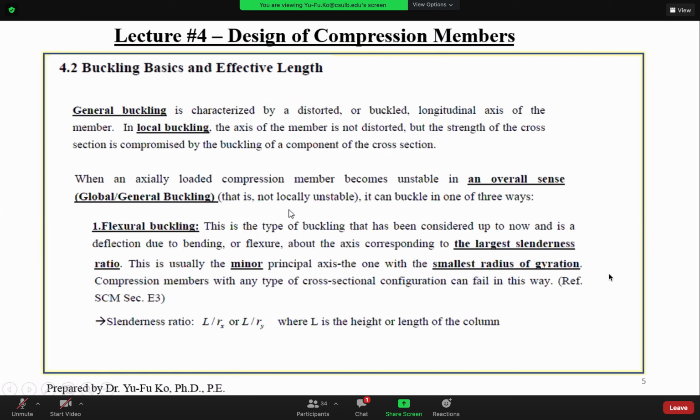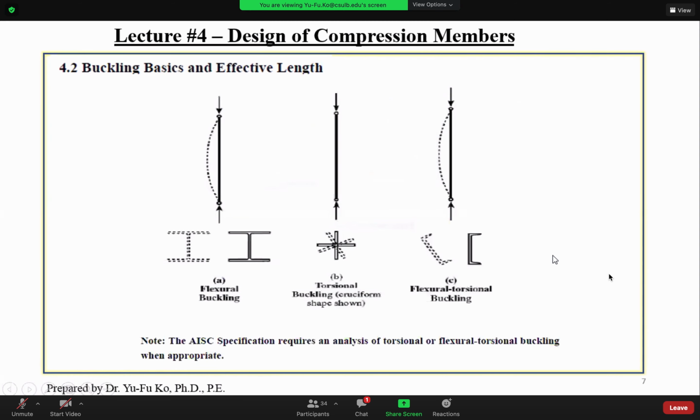So let's assume here there's no local buckling. You only have global buckling. There are typically three buckling modes. Let me show you the picture first before we go one by one. This is shown from your textbook. There are three buckling modes.